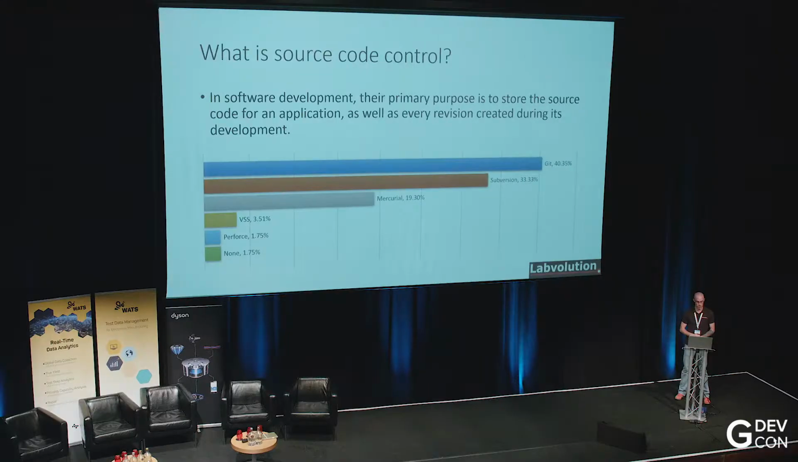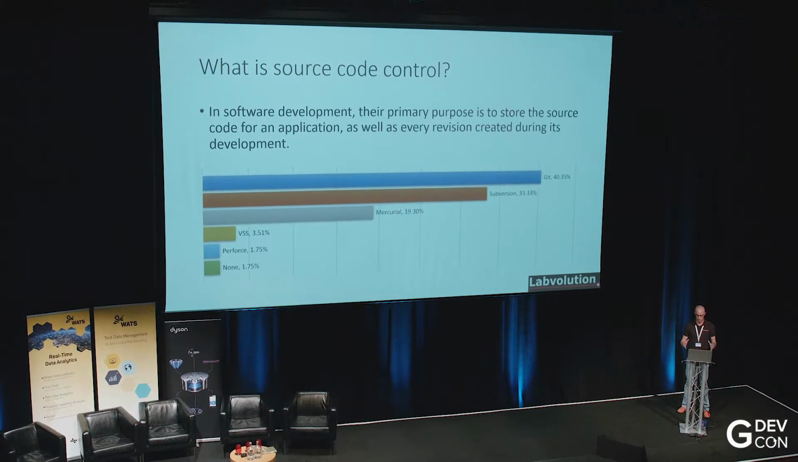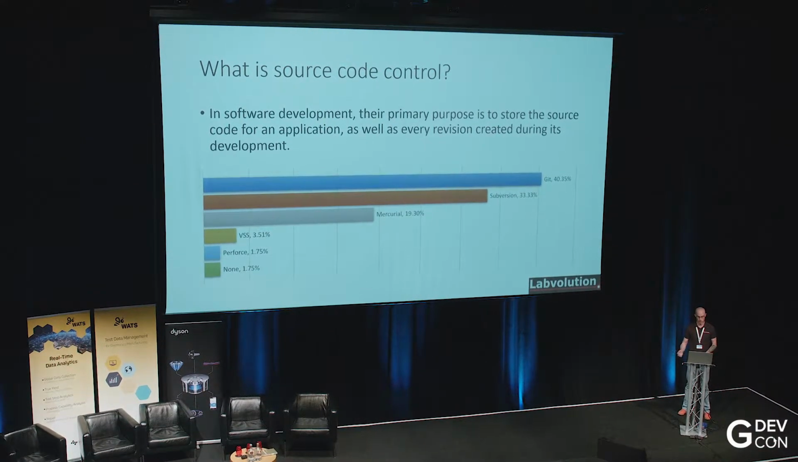So what is source code control? Most people use it already, all but one, so I'll be brief. Source code control, in a general sense, is just some sort of version control system that tracks changes in documents or files. For software in particular, the primary purpose is to store a commented revision history throughout the product or the software development cycle.